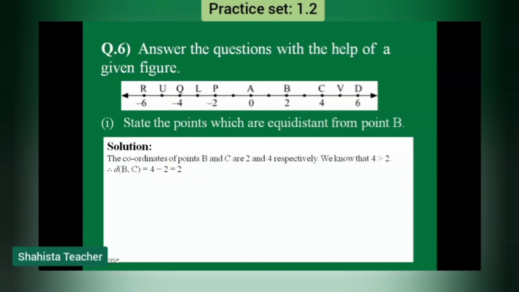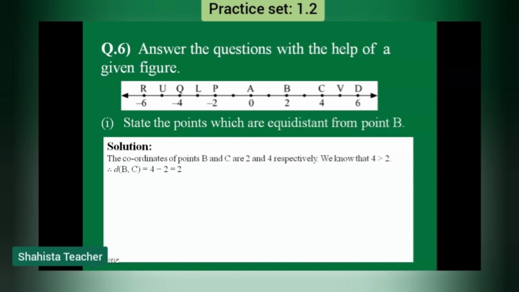Now second. After this we will see B and A. BC is done, right? So now we will see B and A. So here we will write the coordinates of point B. Point B is equidistant from both sides. So the coordinates of point B and A are 2 and 0. B represents 2 and A represents 0. So here we will write 2 and 0 respectively.